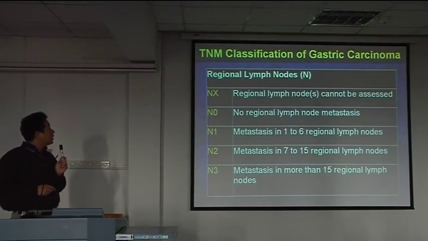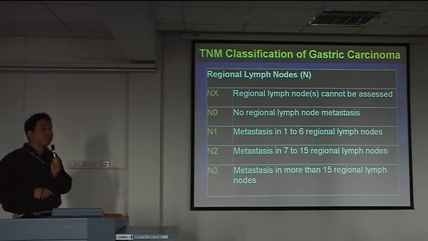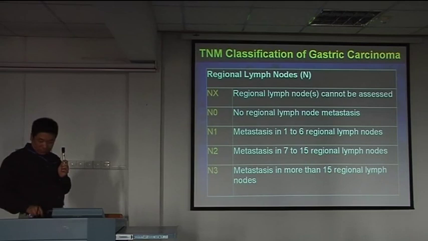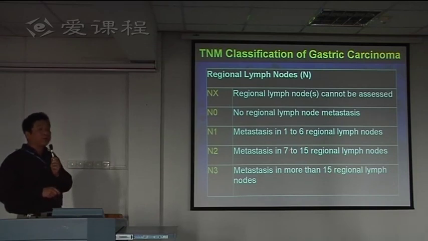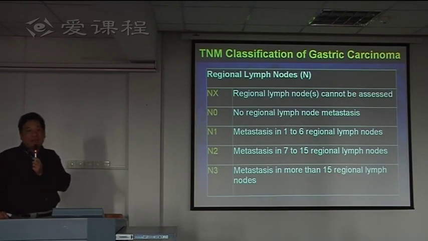And as for the lymph nodes, there are classifications. There are some differences between the UICC and the Japanese classification. N0, there's no lymph node metastasis. N1, according to the number of lymph nodes metastasized, from 1 to 6 regional lymph nodes involved. N2, from 7 to 15 regional lymph nodes, and N3, more than 15. This is defined by the UICC.